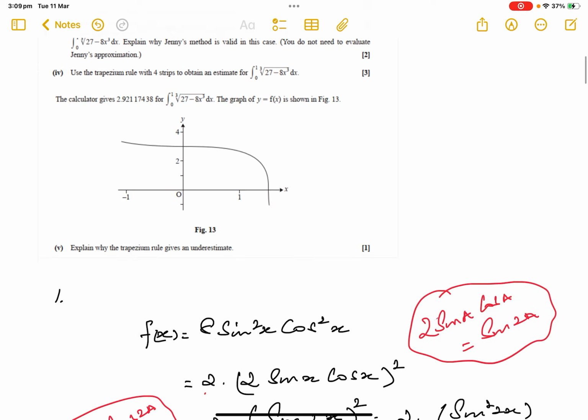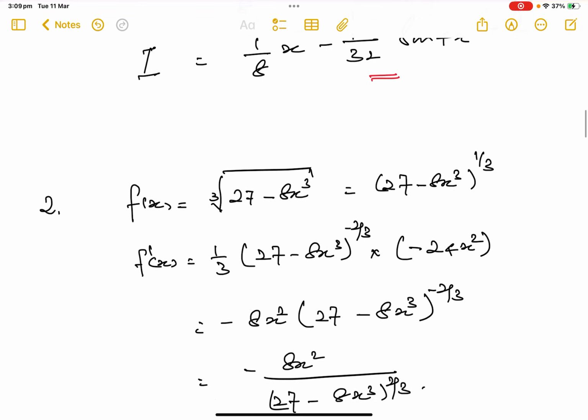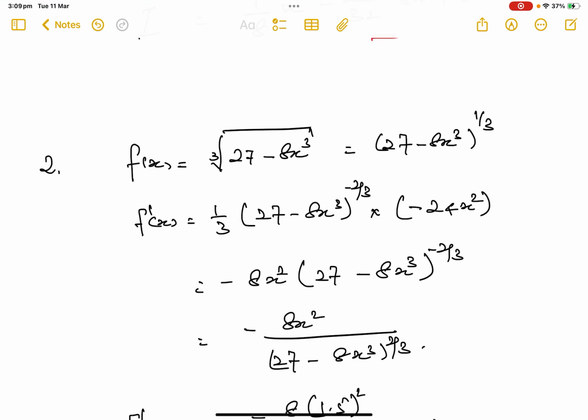Why is it? So let's see. f(x) is the cube root of 27 minus 8x cubed, and I can write that as (27 minus 8x cubed) to the power of 1/3. Then f dash x, if you differentiate that, is 1/3 times (27 minus 8x cubed) to the power of minus 2/3. It's just the function of a function method. 1/3 minus 1 is minus 2/3.